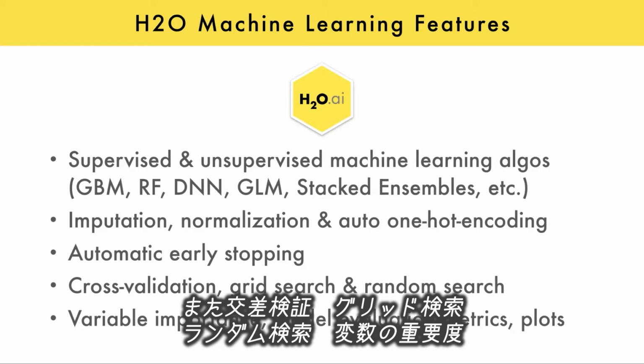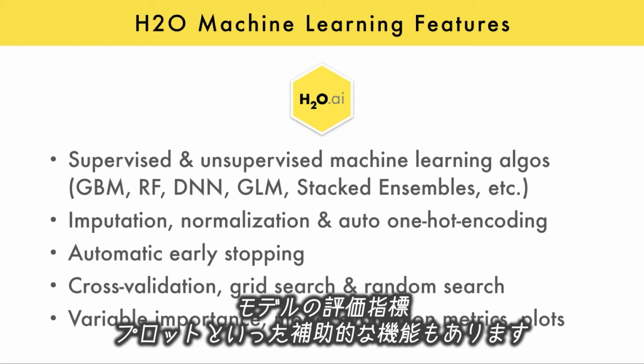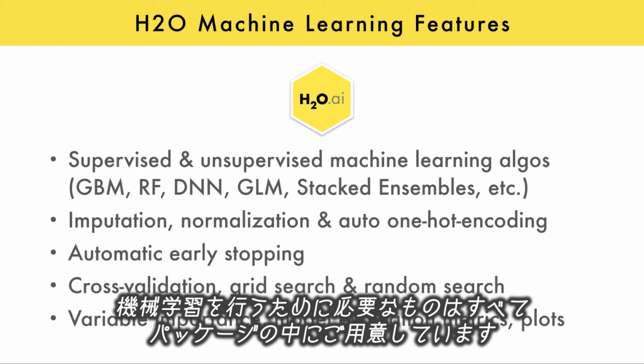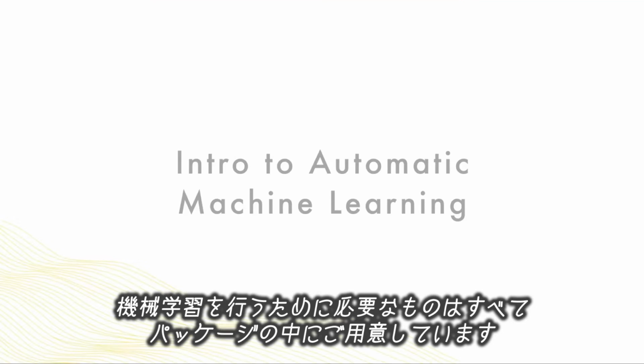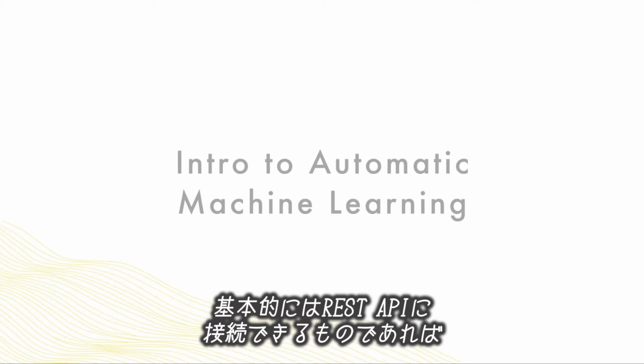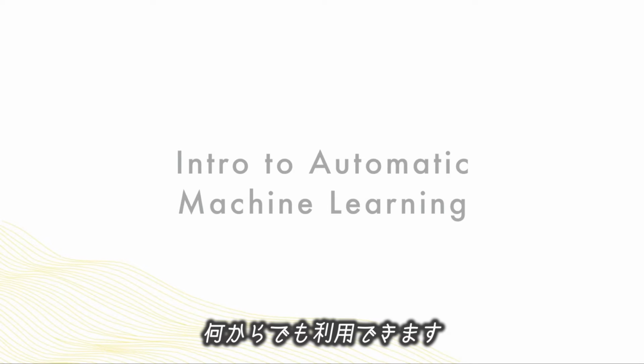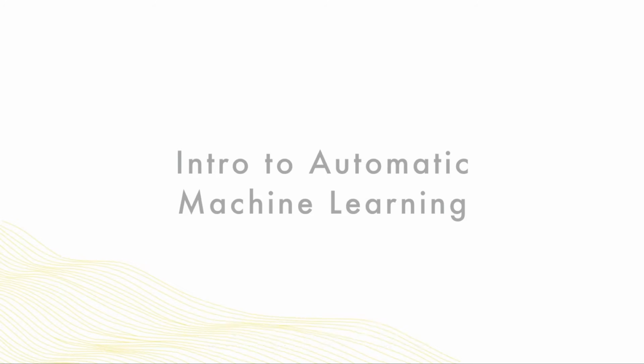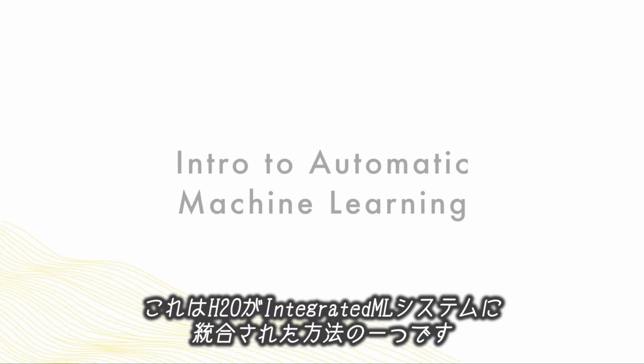And then we have other auxiliary functionality like cross-validation, grid search, random search, variable importance, model evaluation metrics, and plots. So anything that you would really need to do machine learning, we put right in the package for you. So that's really just at a high level what H2O is, and you can use it through R, through Python, through Java, through the browser, and anything that can connect to basically a REST API, you can use it through. So I think that's one of the ways that it has been integrated into the integrated ML system.